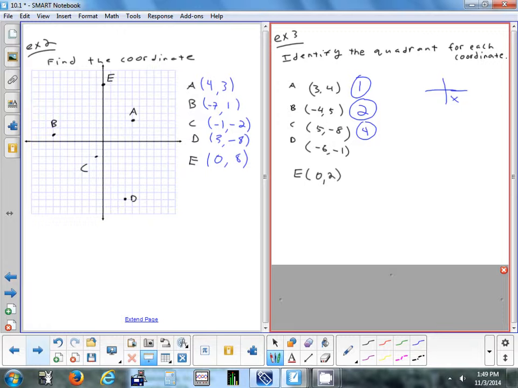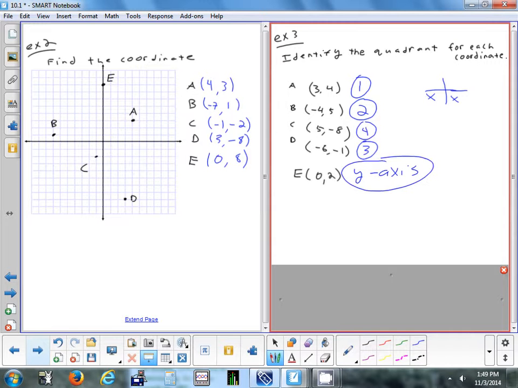How about -6, -1? Yep. -6 means you go left. -1 means you go down. Now you're over here. That's quadrant 3. What about 0, 2? Y-axis. Yep. That's on the y-axis.